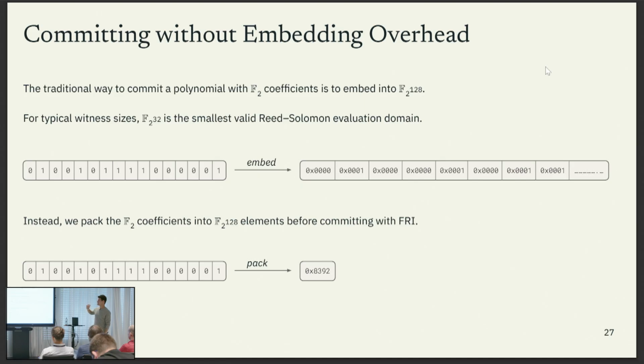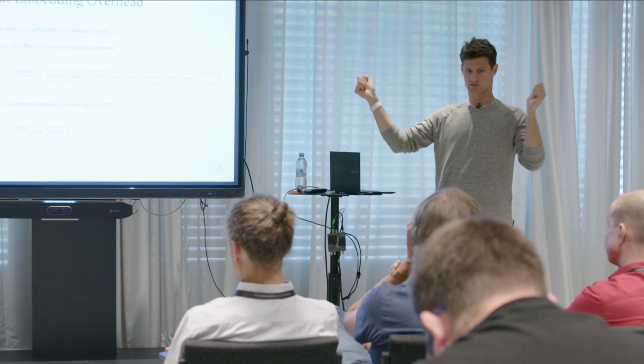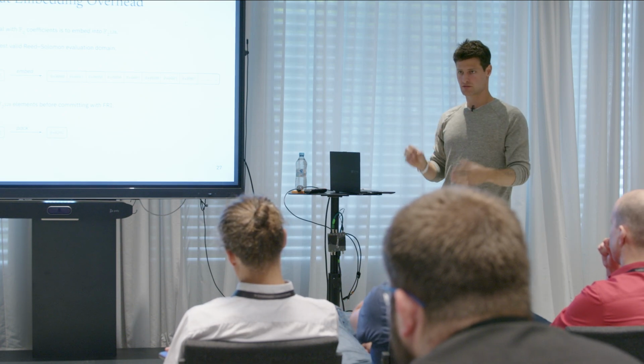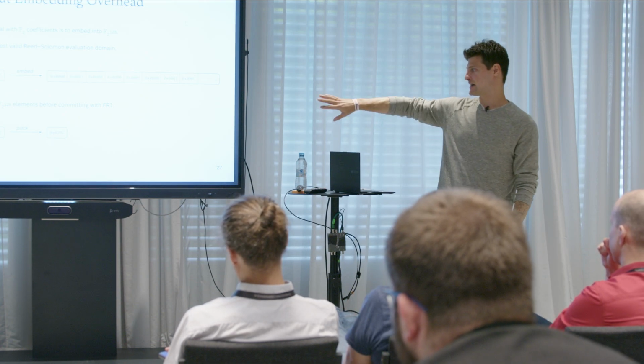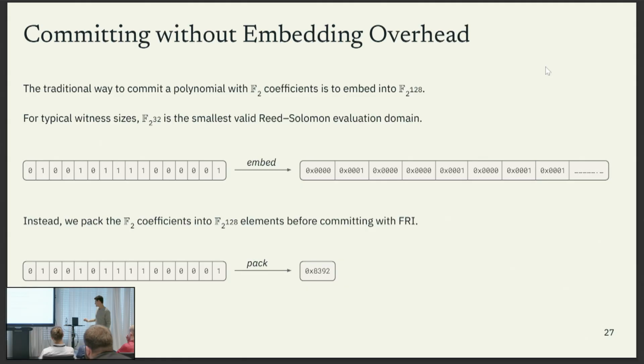So how do we commit without embedding overhead? As I said, the traditional way to commit F2 elements would just be to embed them into a 128-bit field, which means padding them with a bunch of zeros, and then you need to hash more data and FFT more data. All we do is take these bits, squash them into a field element, kind of like concatenated codes, and we're going to use ring switching to make this into a polynomial commitment scheme.